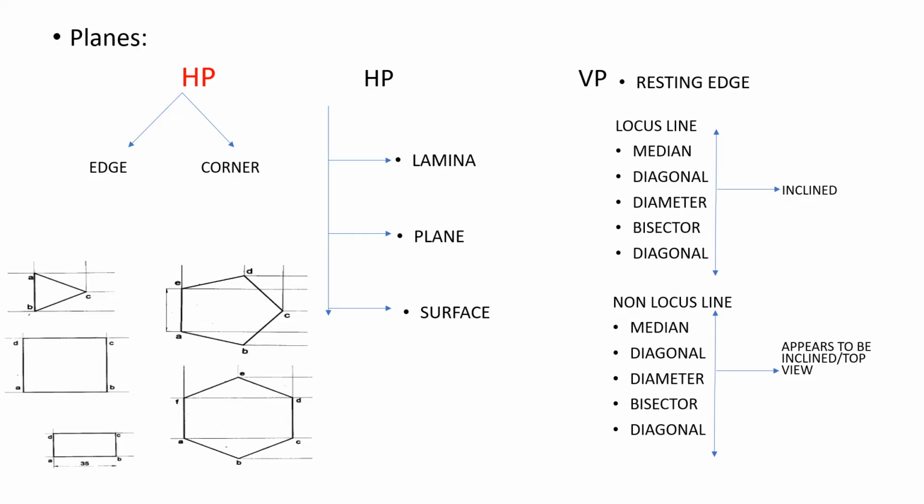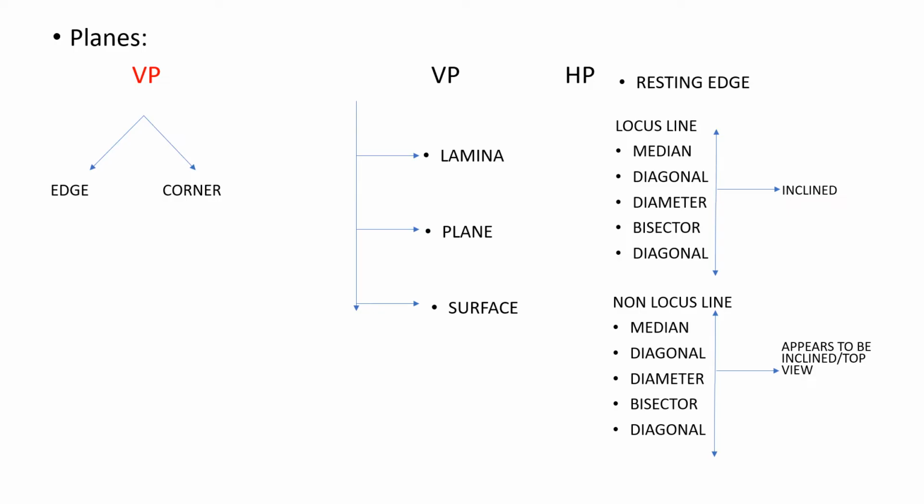Okay, so if it is not inclined, and they say there is a word which is called appears to be, or a top view of whatever the median or diagonal, then it's a non-locus line problem. You can just directly take that one and rotate it in order to get the top view or the front view of that one. Okay, either with respect to the VP or maybe the HP. Okay, that is what is a non-locus line problem.